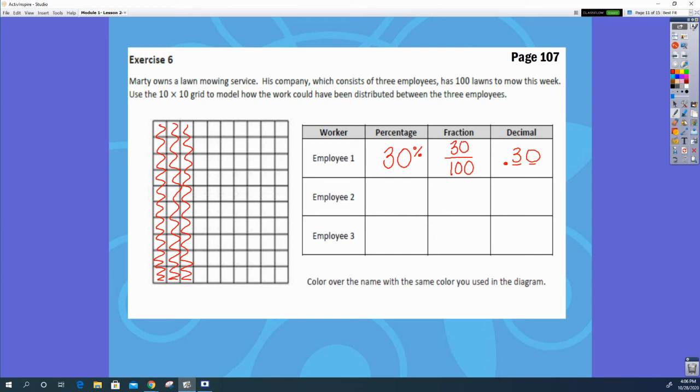It also says color over the name with the same color that you used in the diagram. So again, on this one, you are using colored pencils. I apologize. Go grab 3 colored pencils. And this would be my red employee, using red for employee number 1. And then pause the video to see if you can come up with 2 other percentages that employee 2 and 3 could have. When you're ready to go over it, hit play.